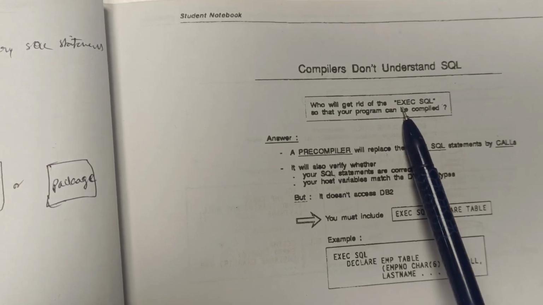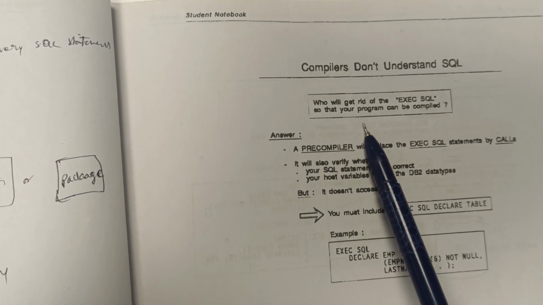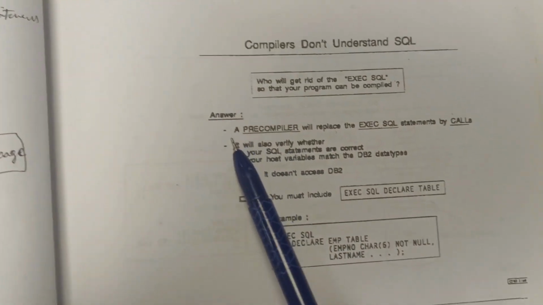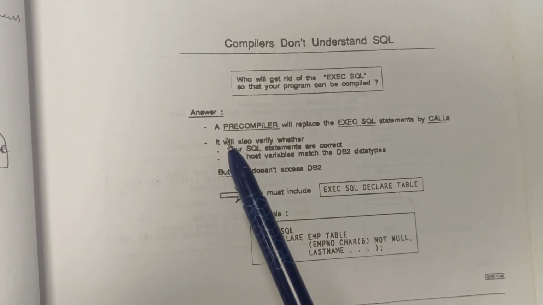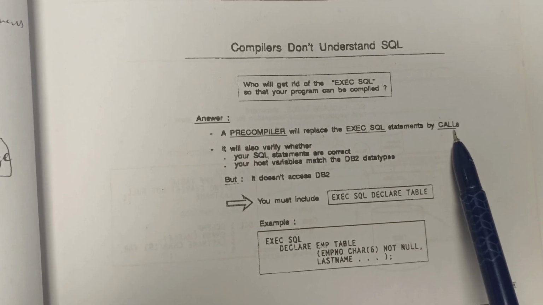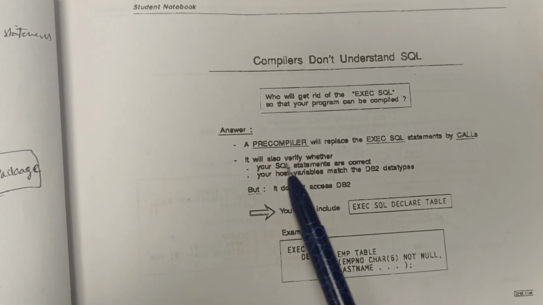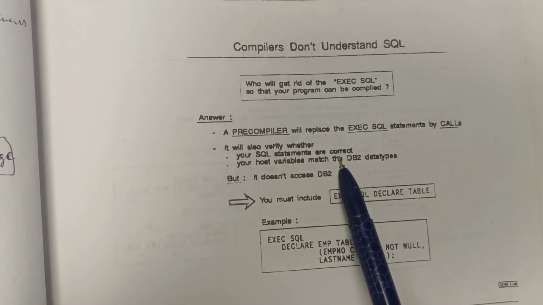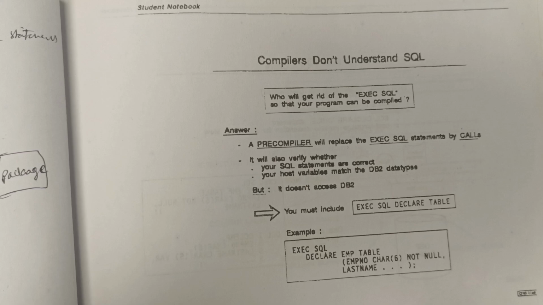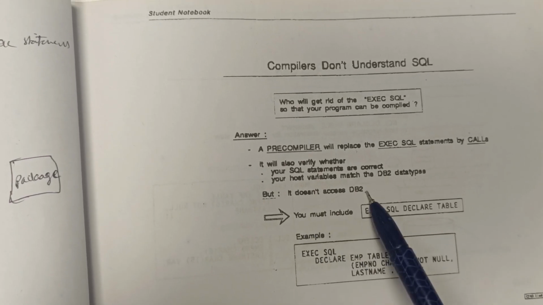See here, this is an EXEC SQL, and I told earlier what will happen in a pre-compiler. Start like SQL, and you can see this is a statement. The pre-compiler will replace the EXEC SQL statement by calls here, and it will verify whether your SQL statements are correct or not, and whether your host variables match the DB2 data type. But it does not access the DB2.